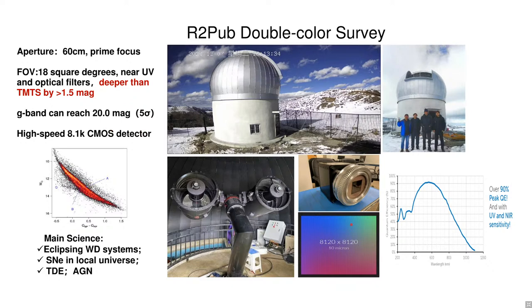It has a very large, high-speed CMOS detector. You can see the quantum efficiency is very high. The science we are focused on is eclipsing white dwarf systems, supernovae, and other interesting science.